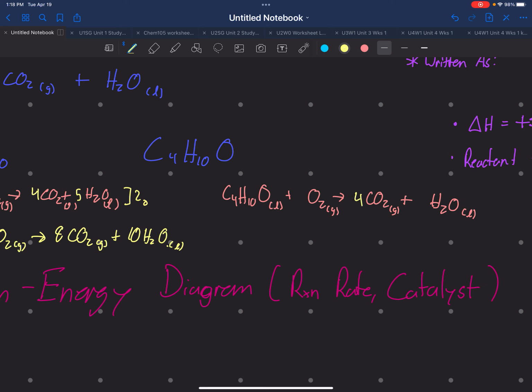Okay, let's count carbons. So there's 4, hydrogens, there's 10, so 5. How many oxygens? Well, we have 5 plus 8. Gosh dang, it's odd again. So 5 plus 8, that's 13. So that will be 6.5 again. So we're going to multiply by 2.